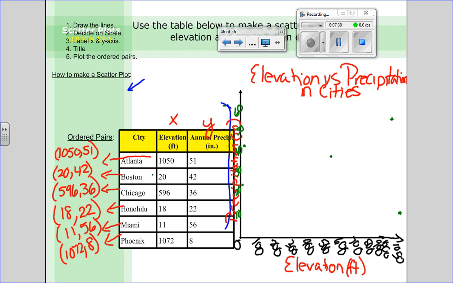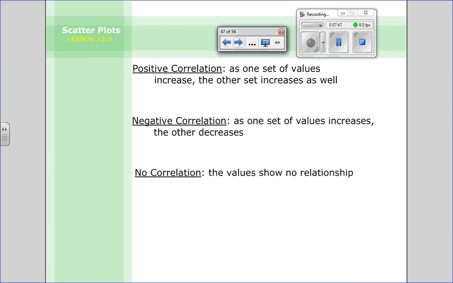I have my data scattered or plotted on my graph. And sometimes, if I had more information, it'd be a little bit easier to tell what's going on. Because right now, it just looks like a whole bunch of points plotted on there. And that's what it's supposed to look like. All right? So that's that one.